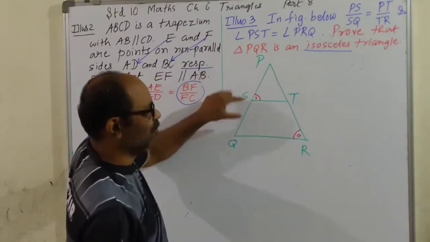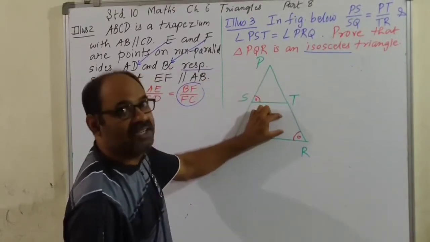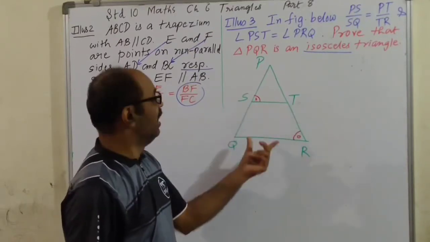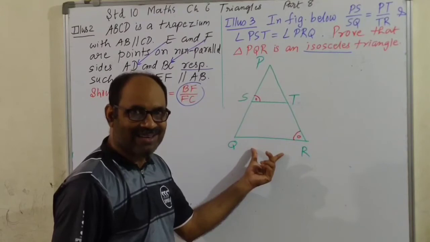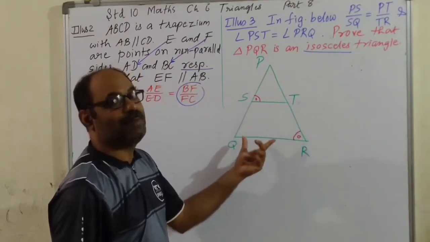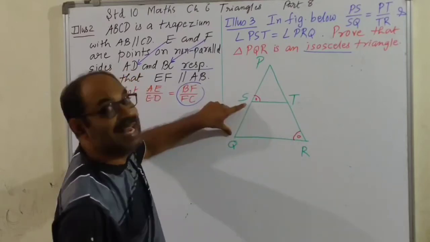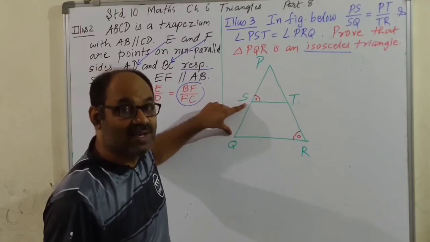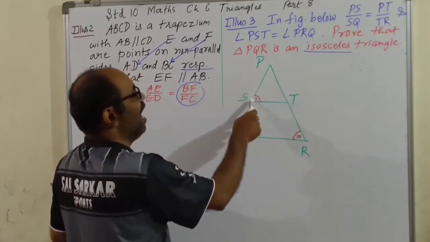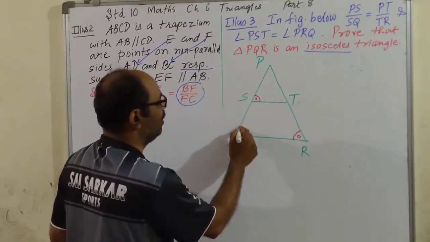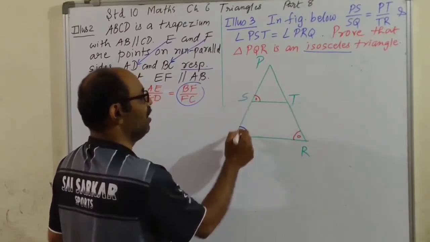PS upon SQ is equal to PT upon TR. This is what we have in the data. So ST is parallel to QR. Are you getting me? Now line ST is parallel to line QR, and line SQ is a transversal. So angle PST is equal to angle SQR. This angle. They are equal.